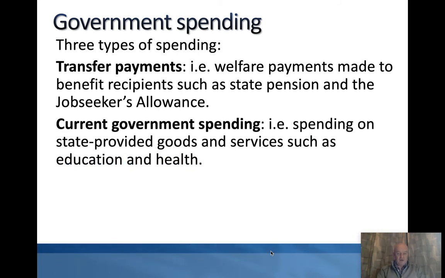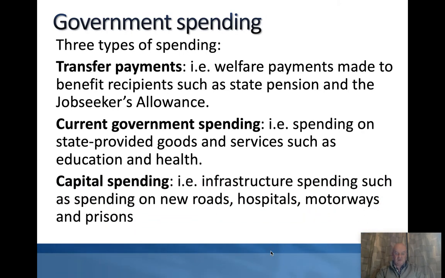Then we've got current government spending, so spending on state-provided goods and services such as education and health. And finally, the third one is capital spending, where we're talking about infrastructure spending on things like new roads, hospitals, motorways, and prisons. So taxation is essentially what's raising the revenue for the government to be able to use in hopefully some reasonably positive ways.